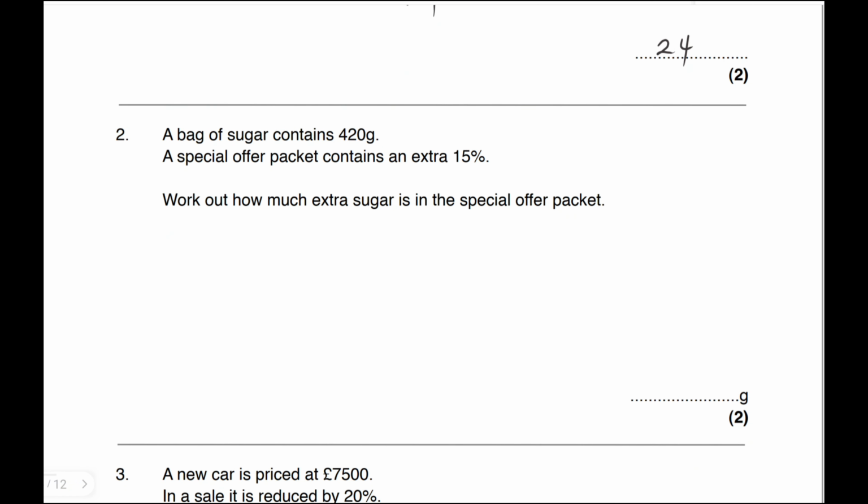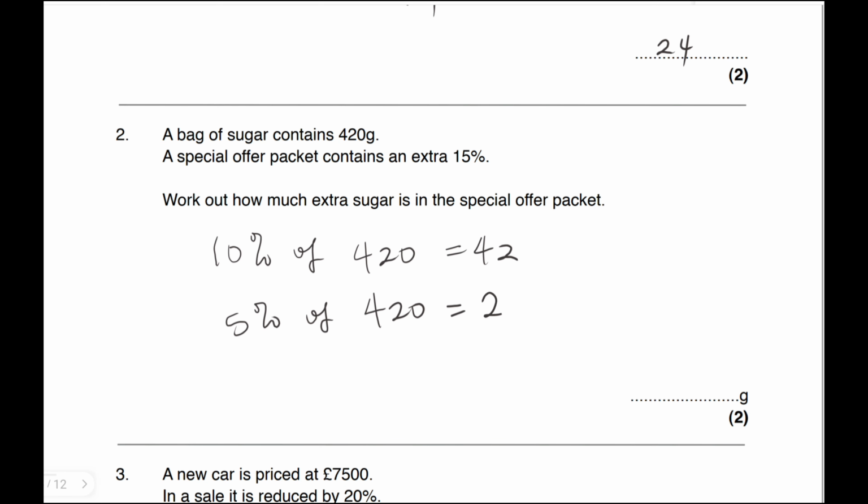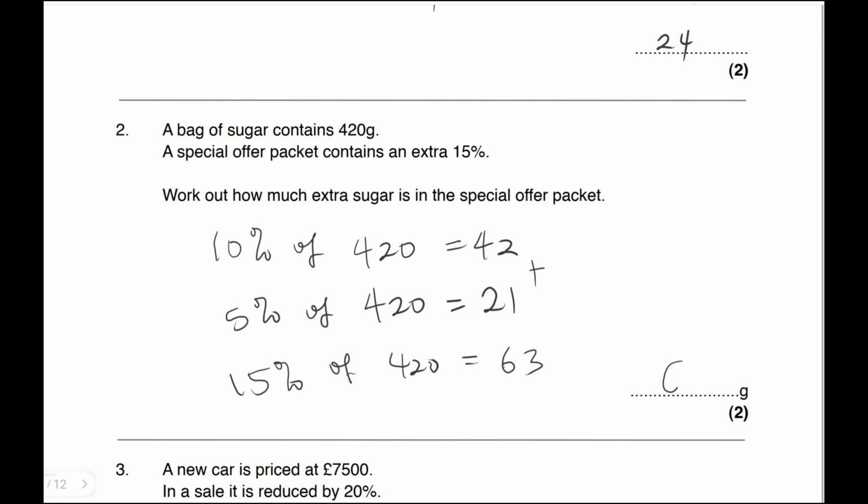Question 2. A bag of sugar contains 420 grams. A special offer packet contains an extra 15%. Work out how much extra sugar is in the special offer packet. So this is straightforward. First, we find 10% of 420, which is equal to 42. 5% of 420 is half of 42, which is 21. Then that makes 15% of 420 equal to 42 plus 21, which is 63. So the answer is 63.